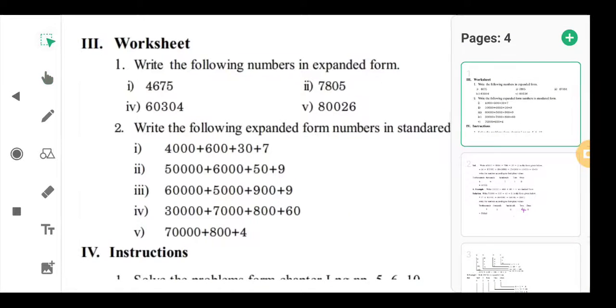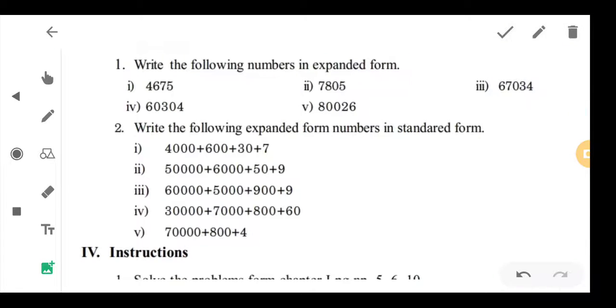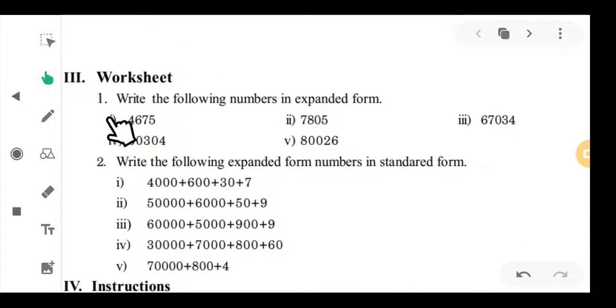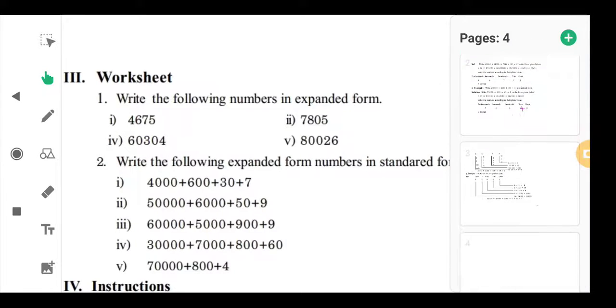So in this worksheet the first bit is given: write the following numbers in expand form. We have to write these 5 numbers in expand form. We will take the first number, that is 4,675.